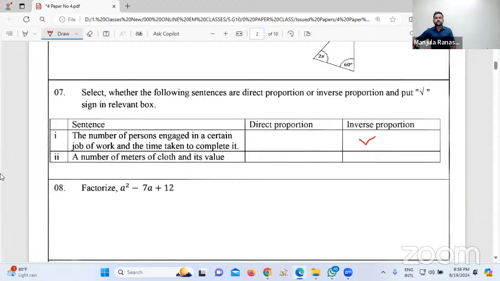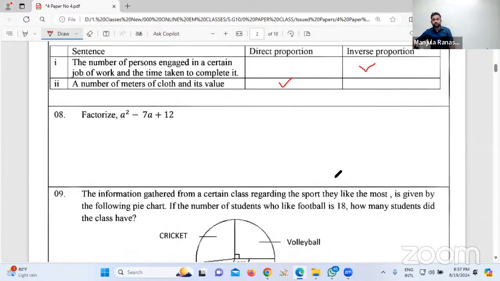Then the number of meters of cloth and its value. When the number of meters increases, like 2 meters cost and 3 meters cost, when meters go up, the cost also goes up. When I take a 10 meter length, the cost also increases. One quantity increasing, the other one increasing. So that is direct proportion. Okay, right. So that is question number 7. Now we are moving to question number 8.